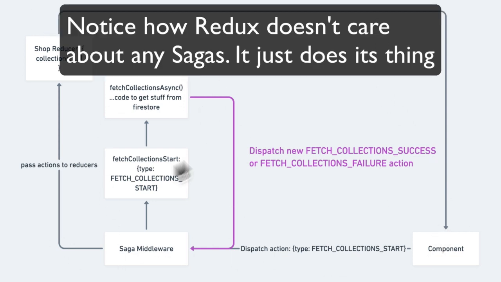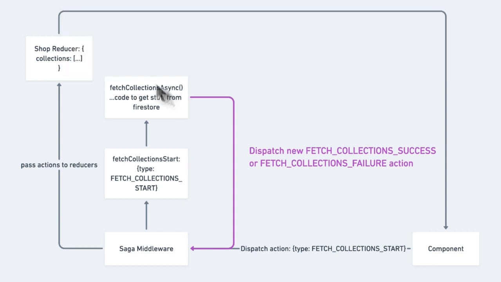So this saga middleware literally is like a step in between all the actions being dispatched before they make it to the reducers, and then it performs some actions that are asynchronous in nature, such as fetching collections from the Firestore library that we have. And then it will dispatch new actions of success or failure, which finally make it to our reducers that then update their reducer states with the values that we got back from our Firestore.